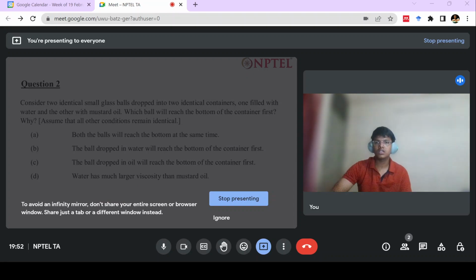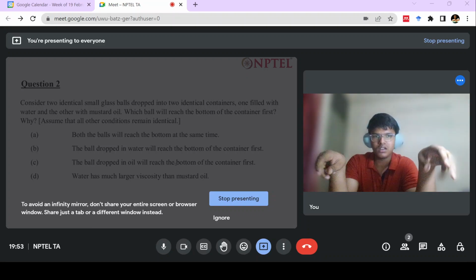The next question is: consider two identical glass balls dropped into two identical containers, one filled with water, one with mustard. Which ball will reach the bottom of the container first? The problem is very simple. You have a container, you have a ball, you are dropping the ball. First of all, let's consider the first option: both balls will reach the bottom at the same time.